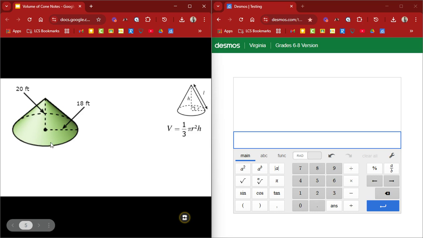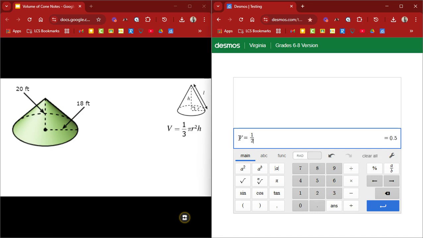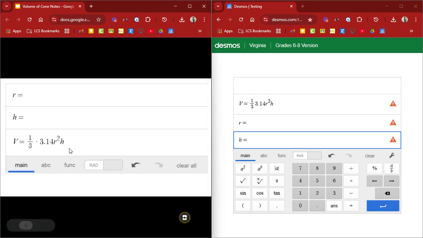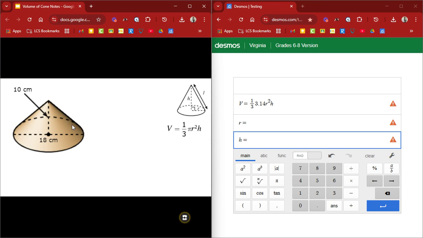Let's first start out by filling out our Desmos calculator with the formula. You would type it in exactly as you see it. I did that last time too. For pi, we're going to use 3.14, r squared times height. Now let's go down here. We are going to need r equals, we're going to need h equals, and that's going to be it. Our formula looks the exact same, and we're going to roll with it.